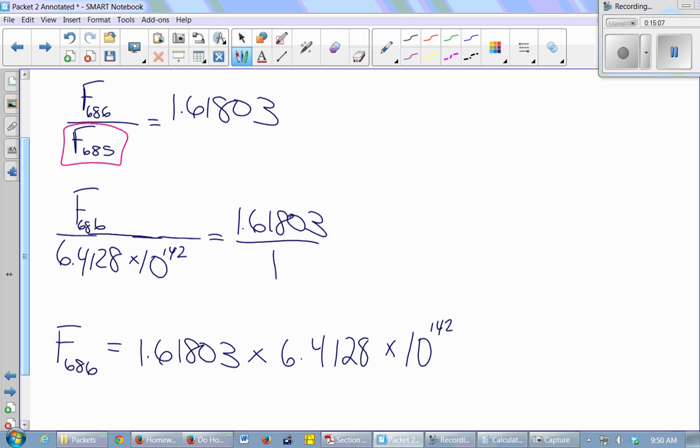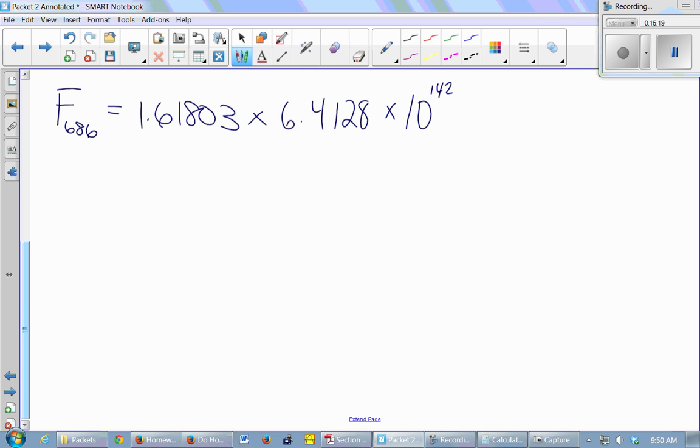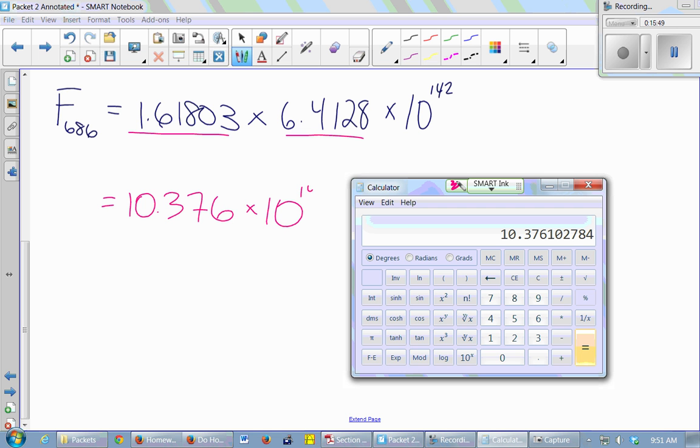Yes. Well, that's easy. I thought we were actually the real answer. So this is the answer. Now, all I have to do is simplify that number a little bit. When you multiply things, I'm just going to multiply these first two, and I'm going to leave this alone because that just means it's a giant number, right? So I'm going to just multiply my 1.61803 times 6.4128, and I get 10.376 times 10 to the 142.